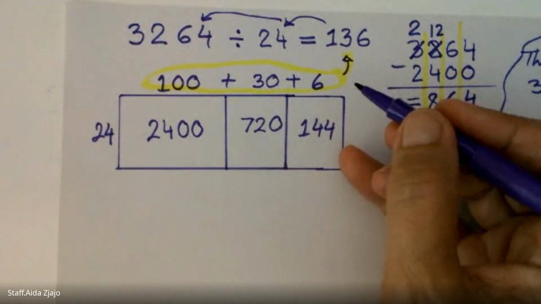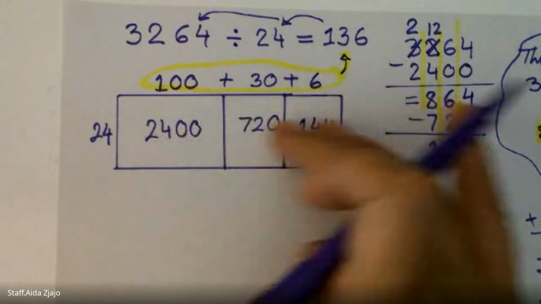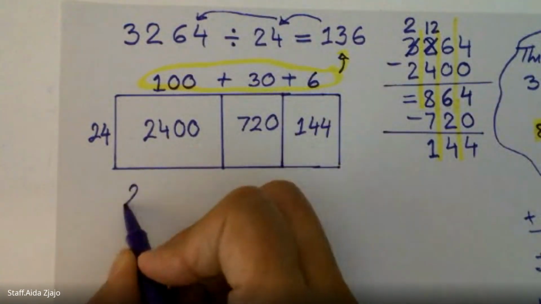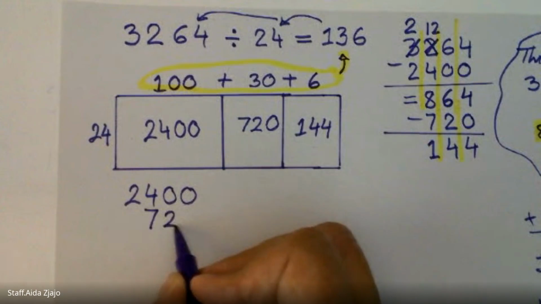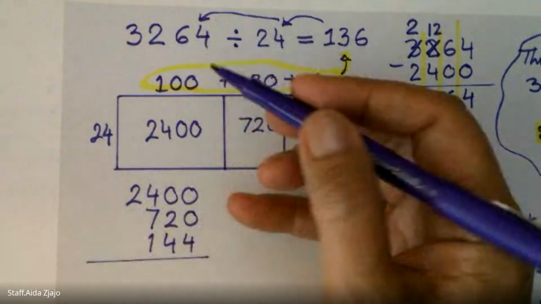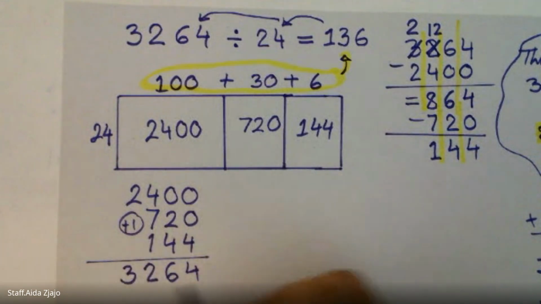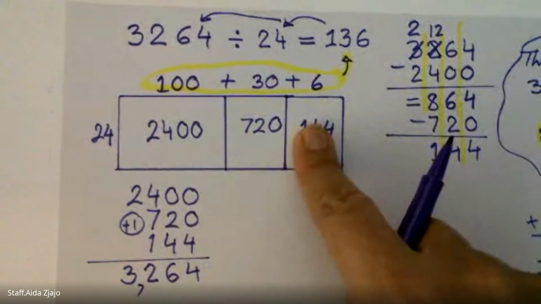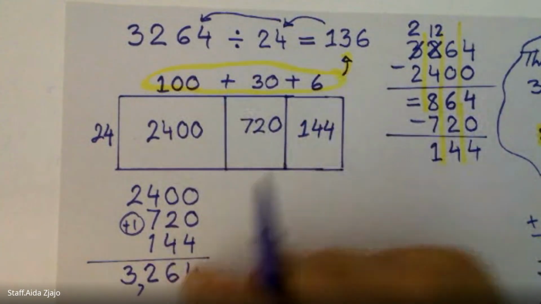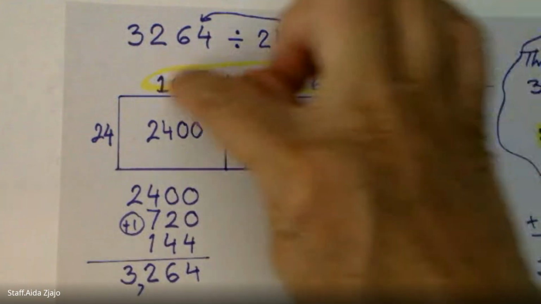Now the area model is connected: multiplication and division are connected. So when you have numbers inside, that means you have division. You add these numbers together: 2400, 720, and 144, and they have to add up to 3264. Let's see, 4, 6, 2, remember 1, 3264. That's exactly it. So these numbers divided by 24 are going to give you the number on the top, 136.